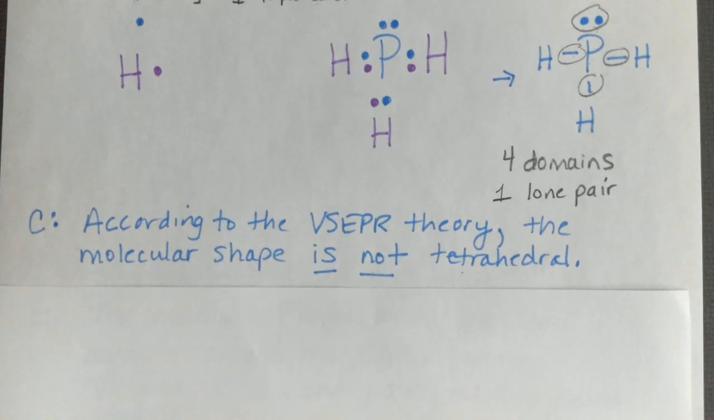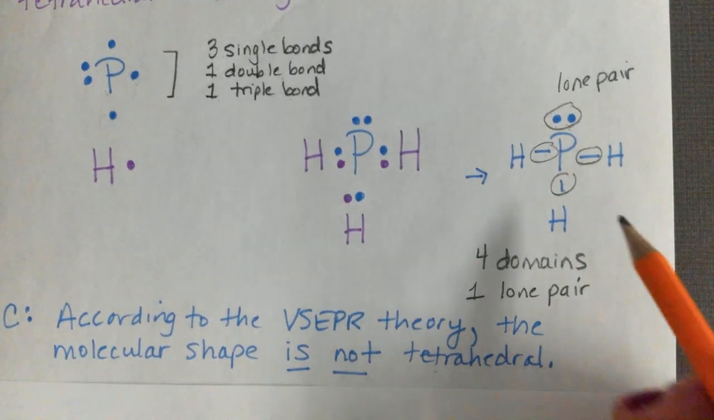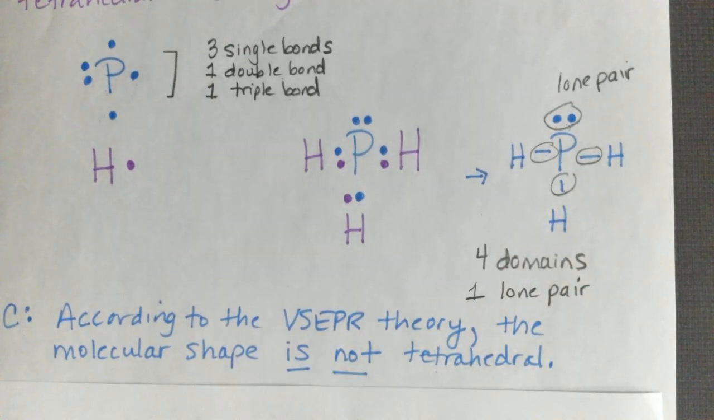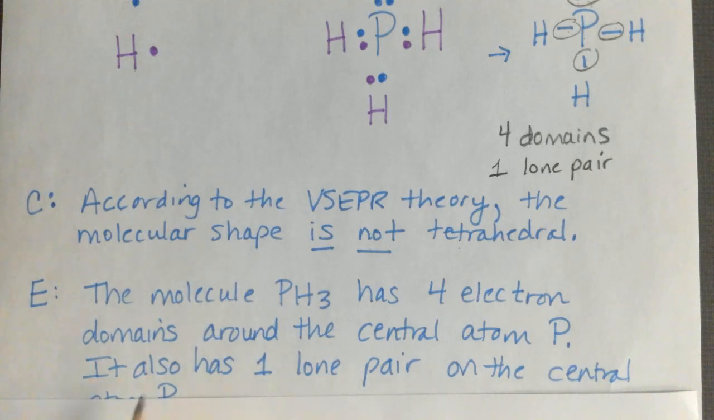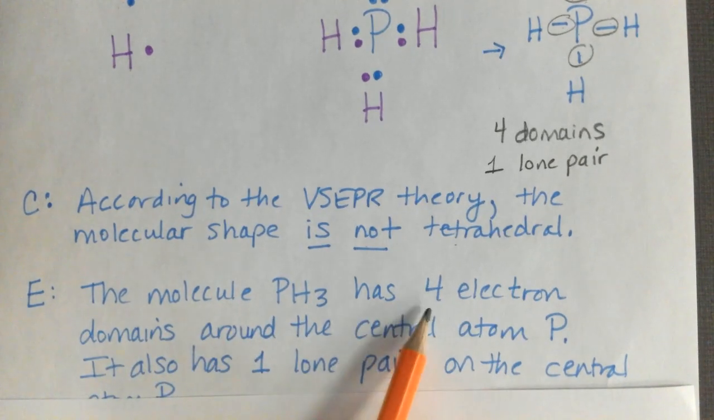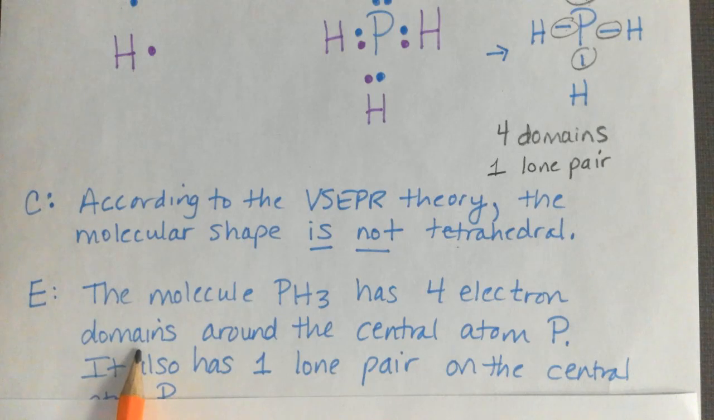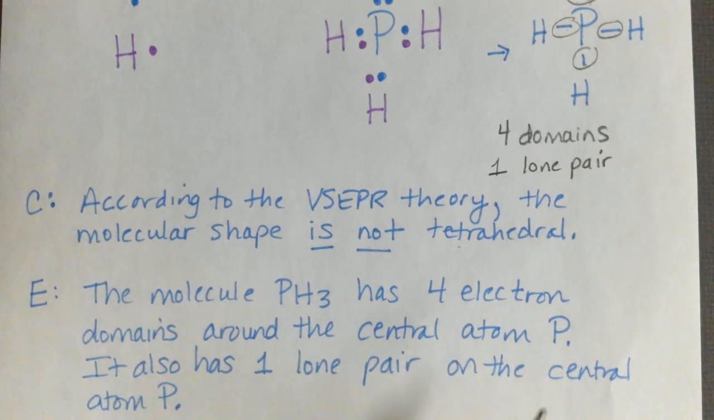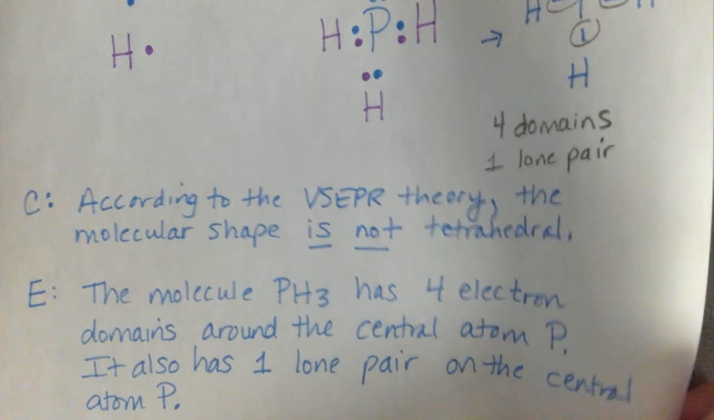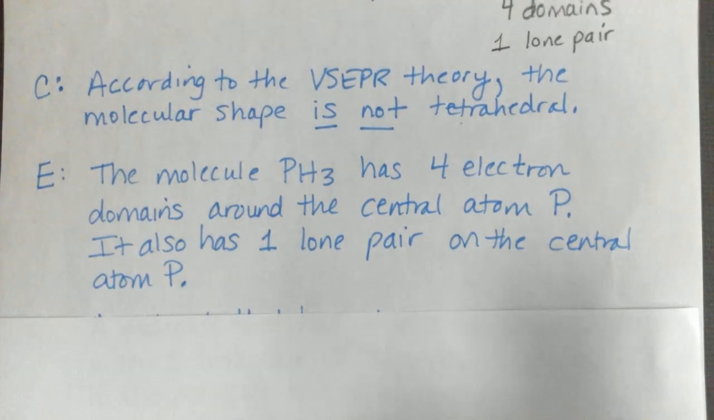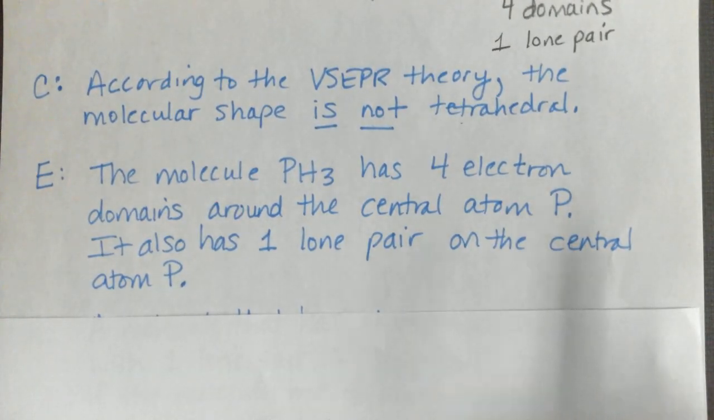Now for our evidence, the only evidence we have is the shape that we drew. So what you should be including in your evidence is what you see. The molecule PH3 has 4 electron domains around the central atom P. It also has 1 lone pair on the central atom P. Okay, that's my evidence. You don't have to tell me in your evidence section that it's trigonal pyramidal, because we need to look that up on our shape sheet. So all you need to tell me is what you know from your drawing.